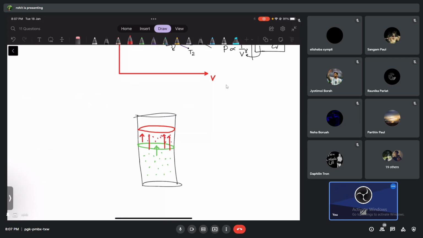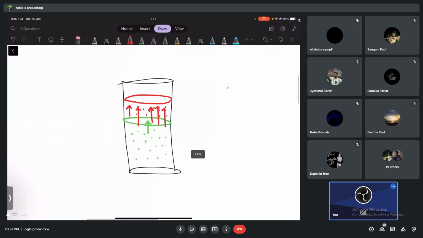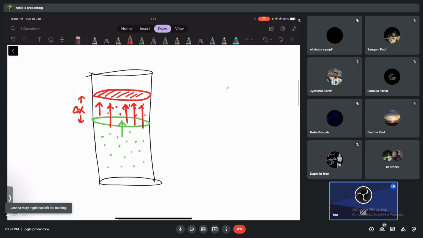Don't think that I am pushing the piston, no, the gas molecules themselves are undergoing expansion because of some changes, and this expansion is going to cause the piston to be displaced. This is the displacement, I can call it delta x right now. This is the displacement of the piston. So I can say that the piston has been pushed by the gases.